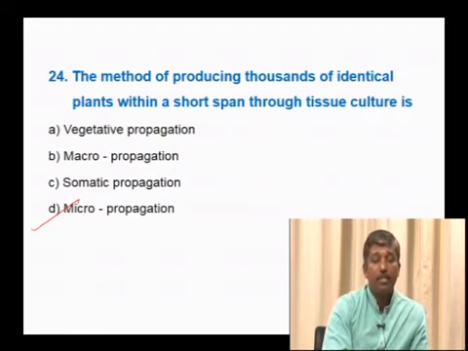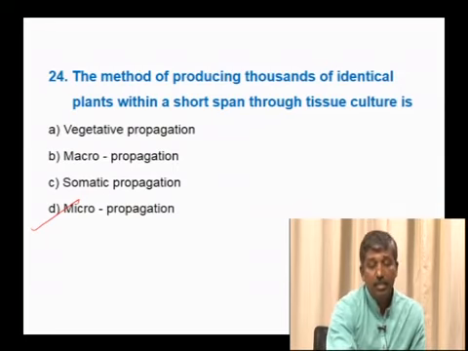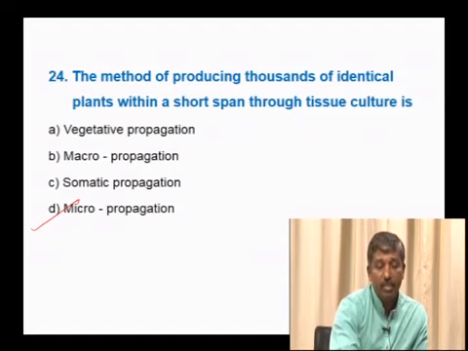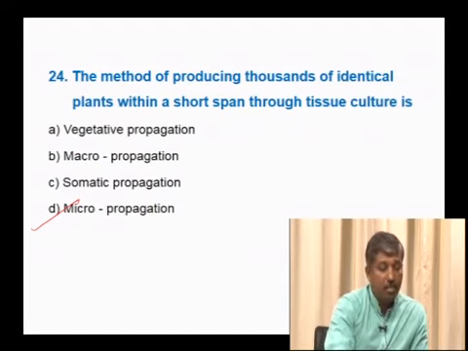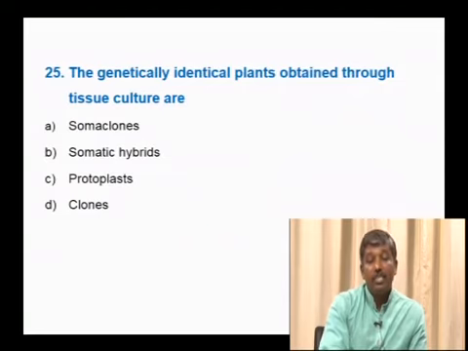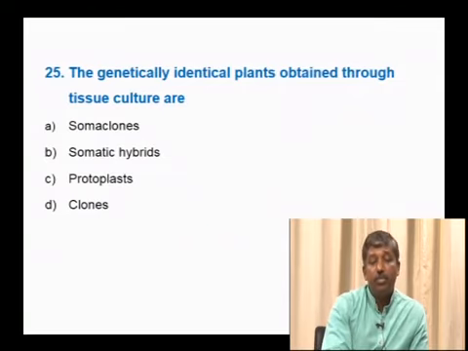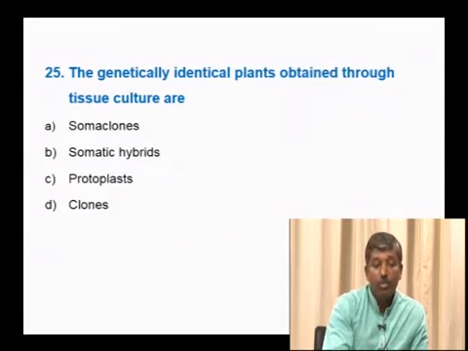So, vegetative propagation occurs naturally, and it can even be artificially carried out. Hence, it is not the right option. Macropropagation, even somatic propagation, is not the right answer. The genetically identical plants obtained through tissue culture: somaclones, somatic hybrids, protoplast clones.